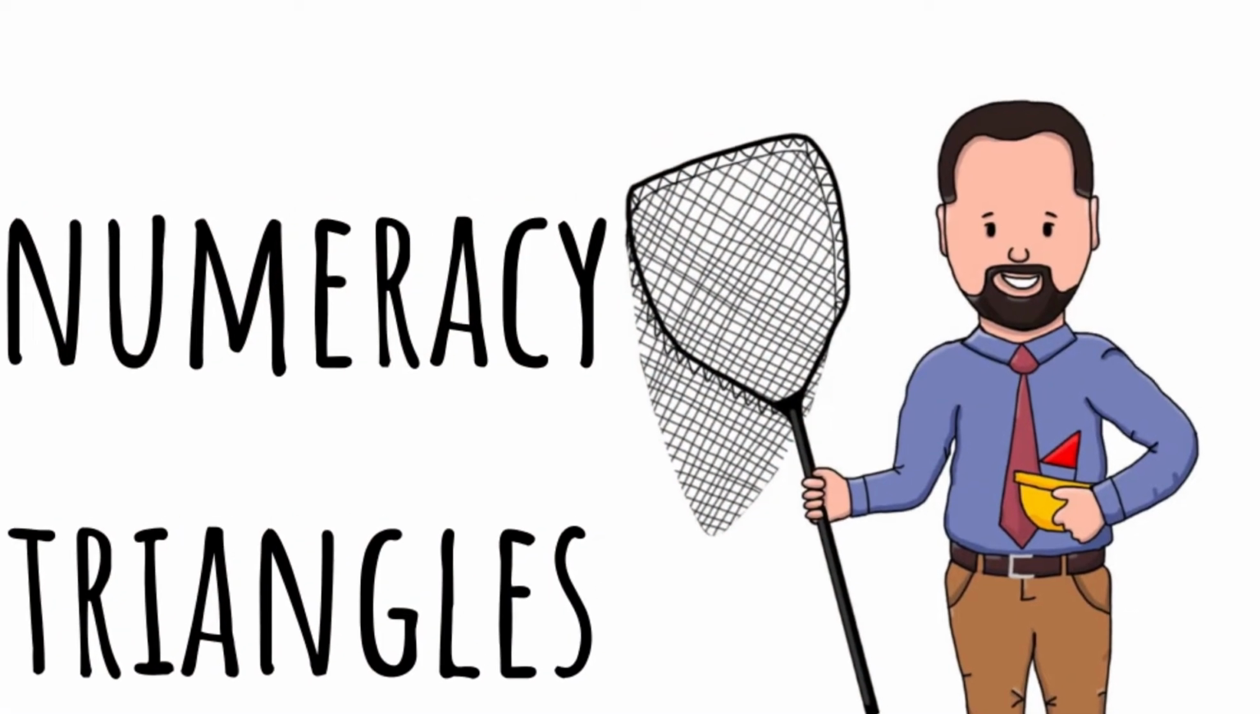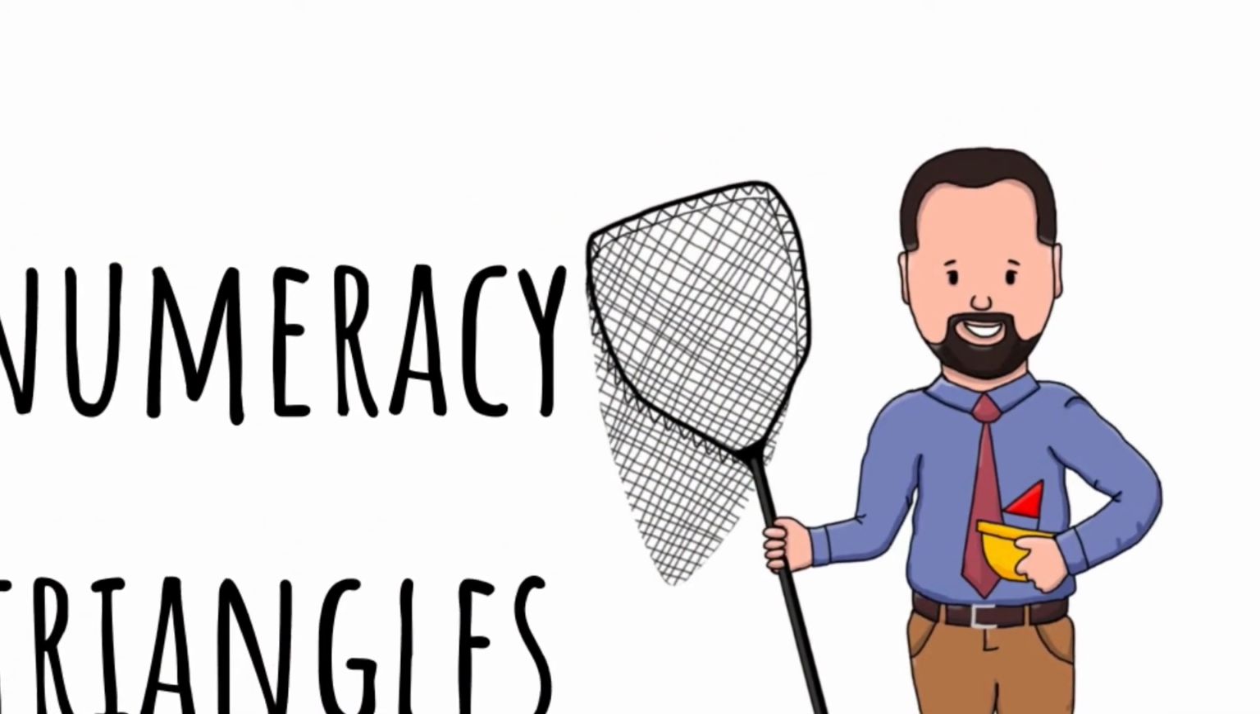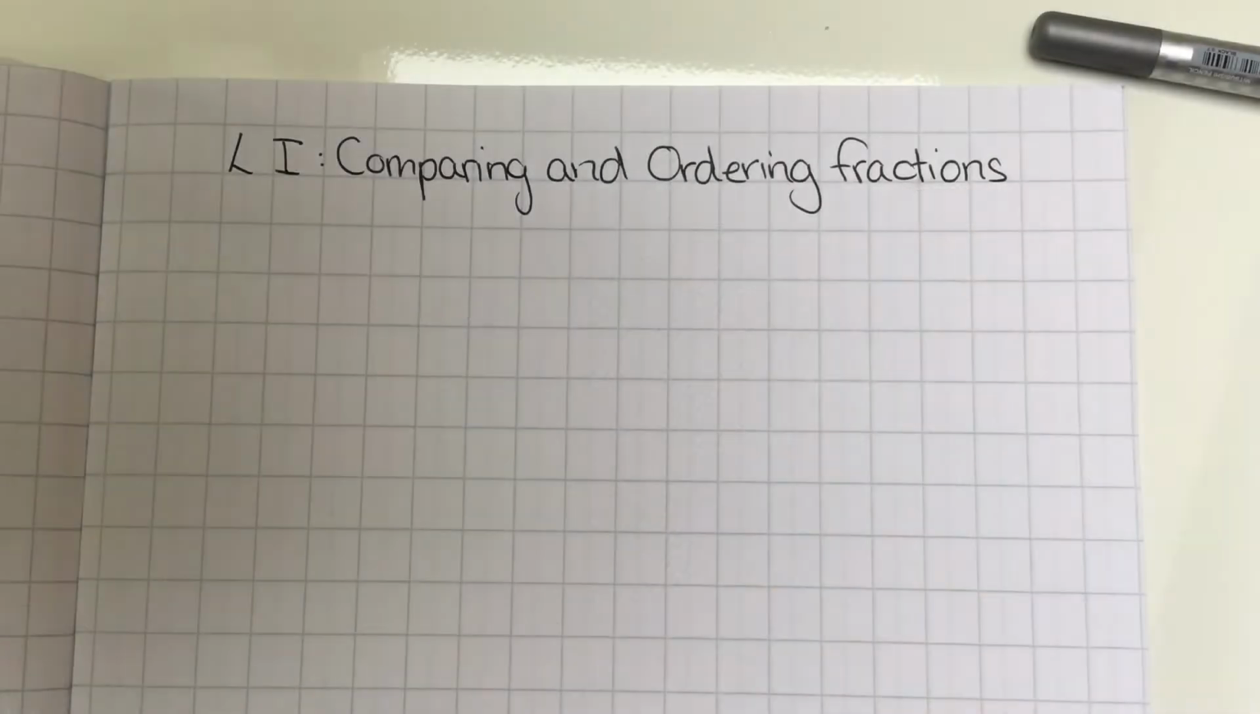Okay, triangles, our turn. Let's continue our work in fractions and see what we're up to today. Okay, triangles, there is your learning intention for today. We also are going to be looking at comparing and ordering fractions. So pause the video, take that down. That is your learning intention at the top of your book. And then we will take a look at this.